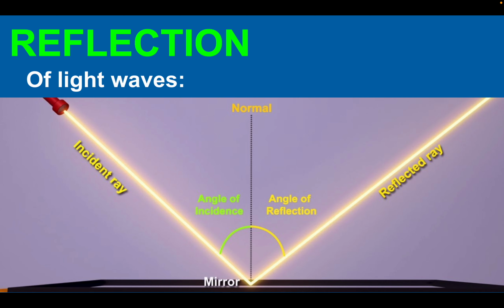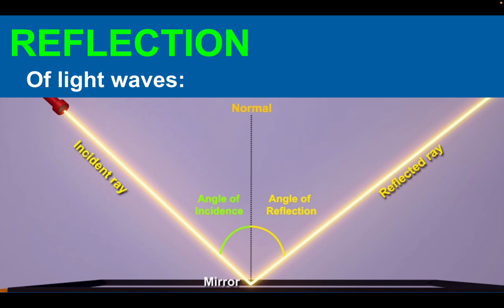Now we need to illustrate the reflection of light. The first thing you need to know is that the light source, as it hits the mirror, is called the incident ray. So that light from that flashlight as it hits the mirror is called an incident ray. That ray that then bounces off of the mirror is called the reflected ray. So we have the incident ray and the reflected ray.